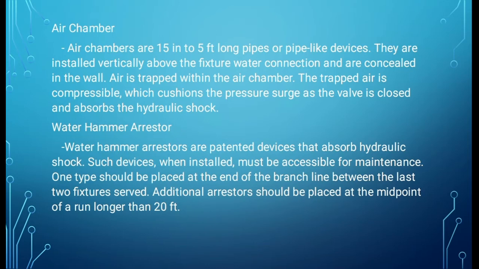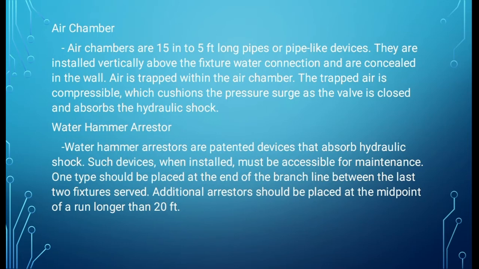Air chamber. Air chambers are 15 inches to 5 feet long pipes or pipe-like devices. They are installed vertically above the fixture water connection and are concealed in the wall. Air is trapped within the air chamber. The trapped air is compressible, which cushions the pressure surge as the valve is closed and absorbs the hydraulic shock.